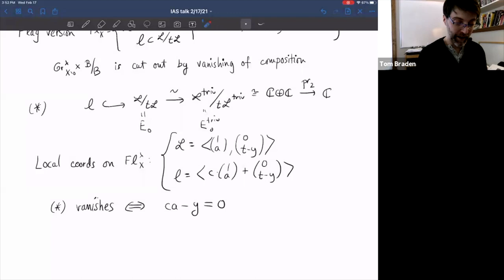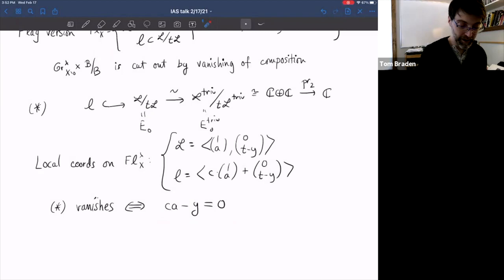But I want to take a neighborhood of the one spanned by just the second basis vector. So I'll take the subspace spanned by the second basis vector and a constant times the first. Now if you look at this map, L is going to have, in the second coordinate, CA plus T minus Y, but I'm modding out by T. So I just get CA minus Y. And in order to be in the subvariety, I need CA minus Y to be equal to zero. And you see now that you get different behavior exactly when Y is zero and when Y is not zero.